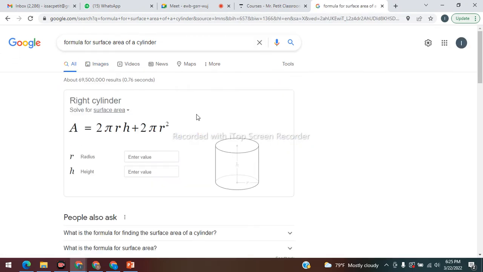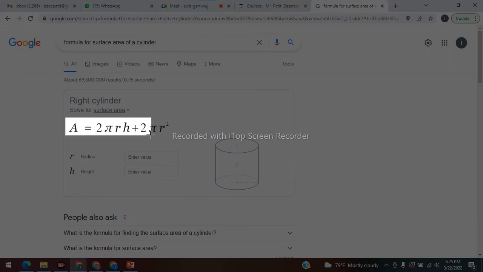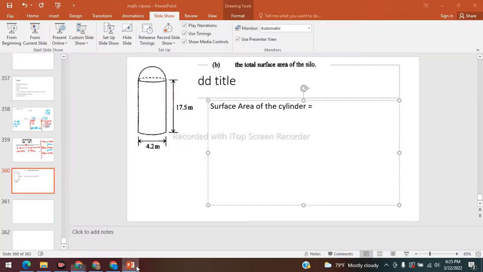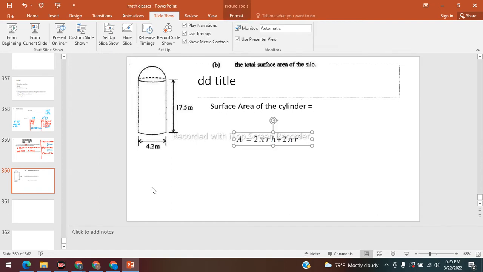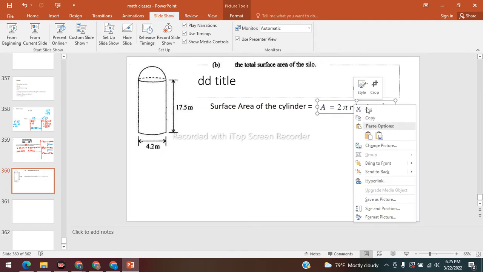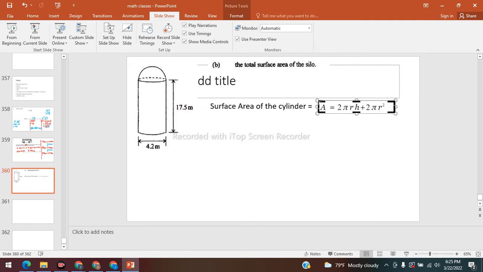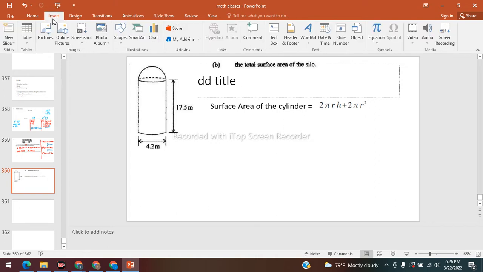Okay, so let's keep that formula because that's going to be helpful for us when finding the surface area for the cylinder. So this is the formula right there. I'm going to put it on the side. So the surface area of the cylinder is going to be equal to 2 pi r h plus 2 pi r squared.